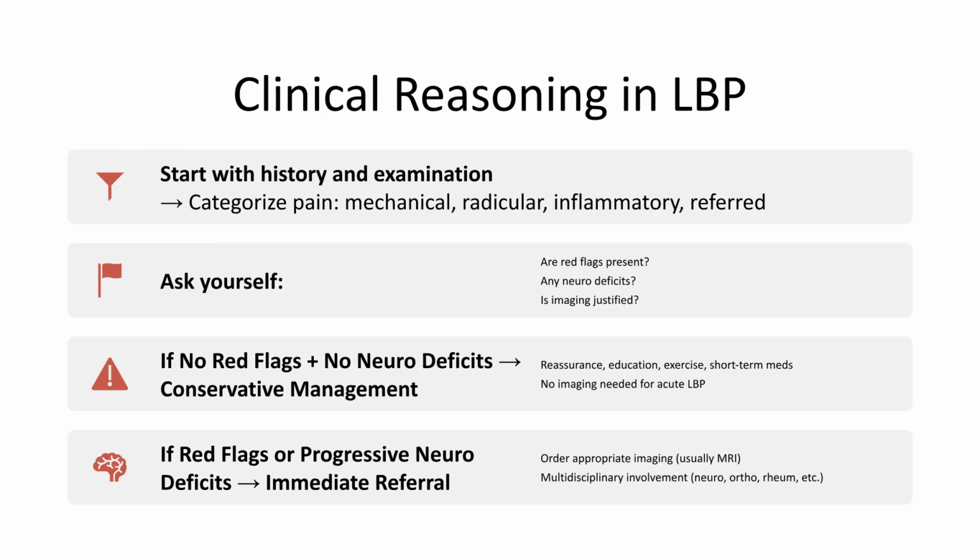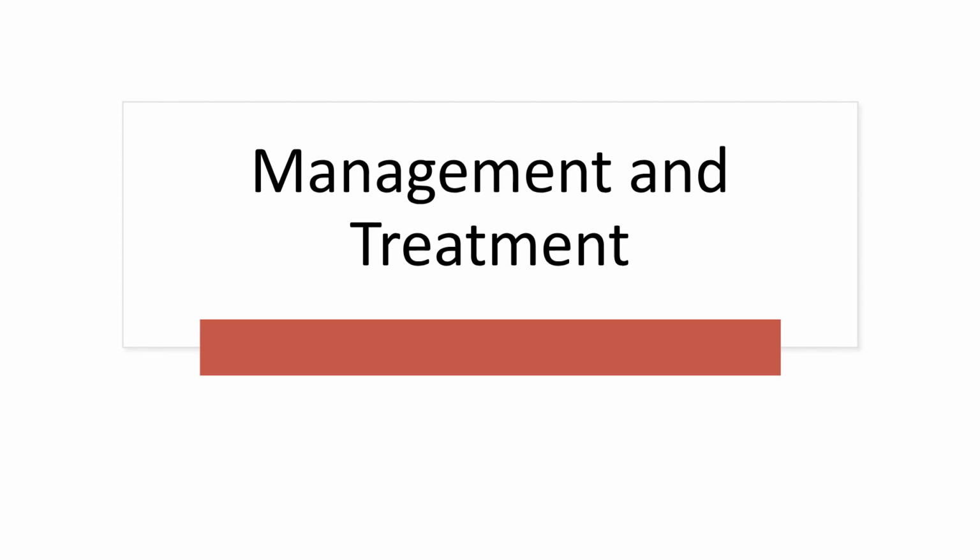Clinical reasoning involves categorizing pain after history and exam. If no red flags or neurological deficits are present, conservative management is appropriate. If red flags or progressive deficits exist, immediate referral for appropriate imaging, usually MRI, and multidisciplinary care is necessary. We now move to the crucial section on the management and treatment of spinal pain and disorders.